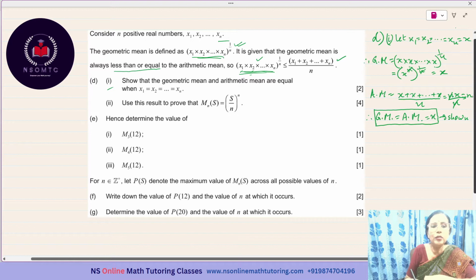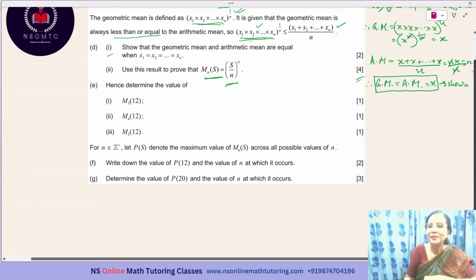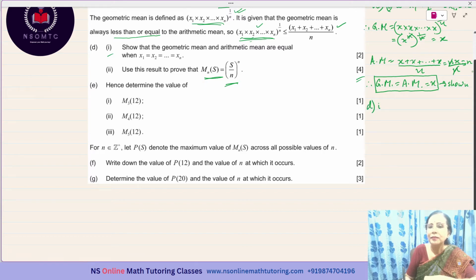Now, use this result to prove that Mn of S is equal to (S over n) raised to the power of n. It is containing 4 marks. So, let us start with this first. Mn is the product, so I'm having this product over here. Let me start with this.